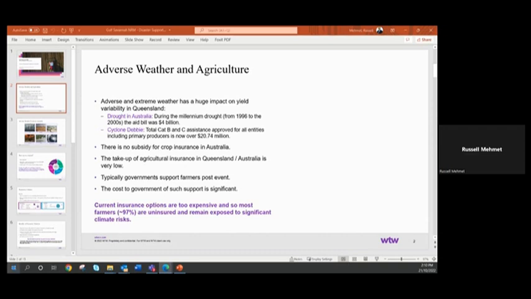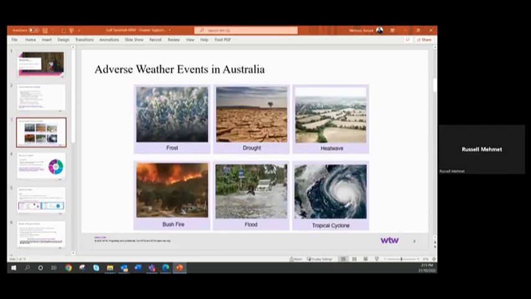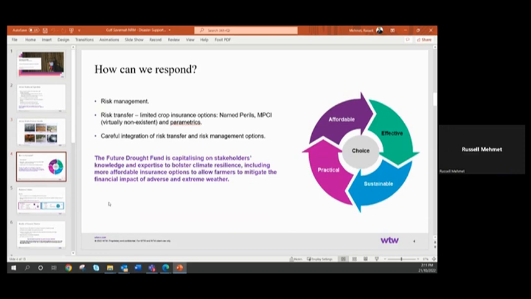Just jump to the next slide. I don't need to spend much time there. All the challenges we have across Australia, we know all about them. So they're the things we're trying to get some sort of protection for. I'll move to 4.